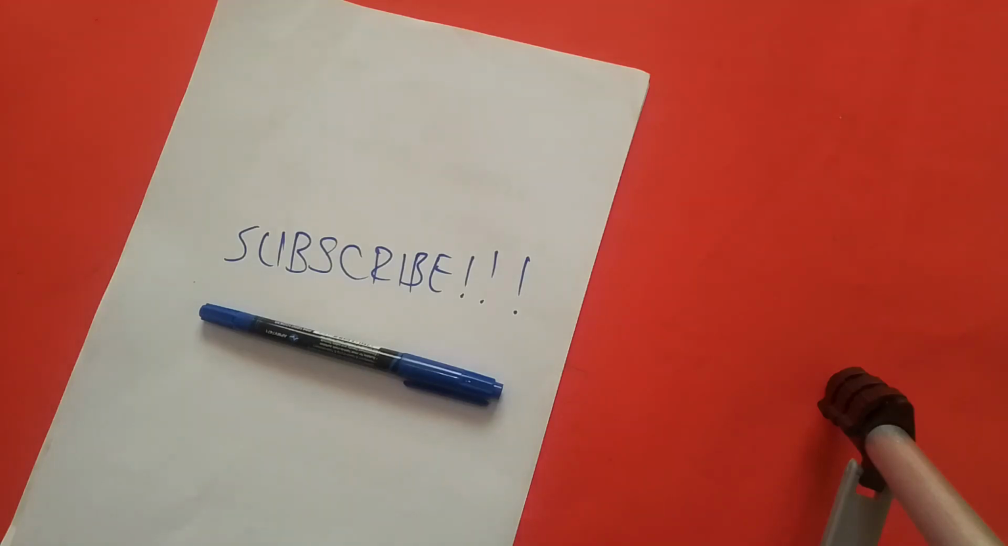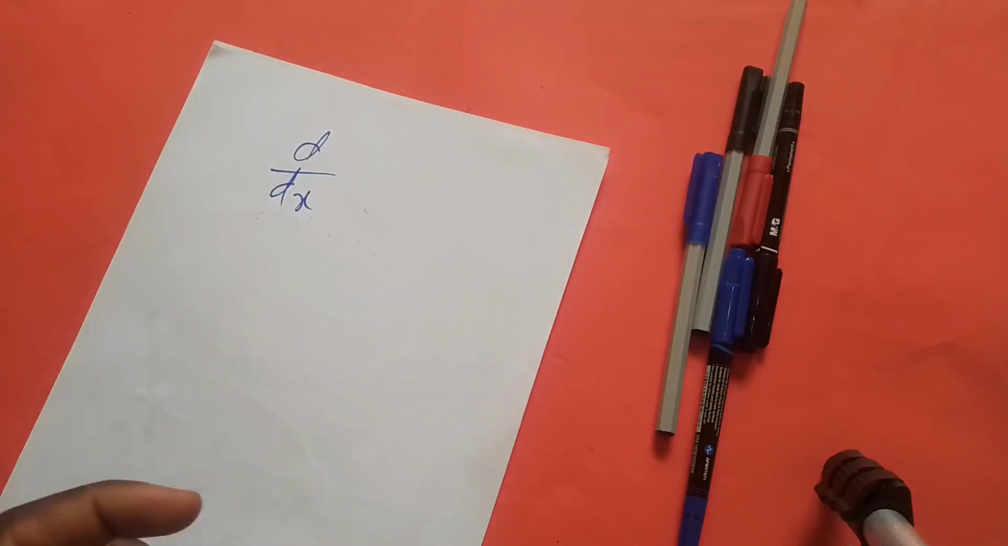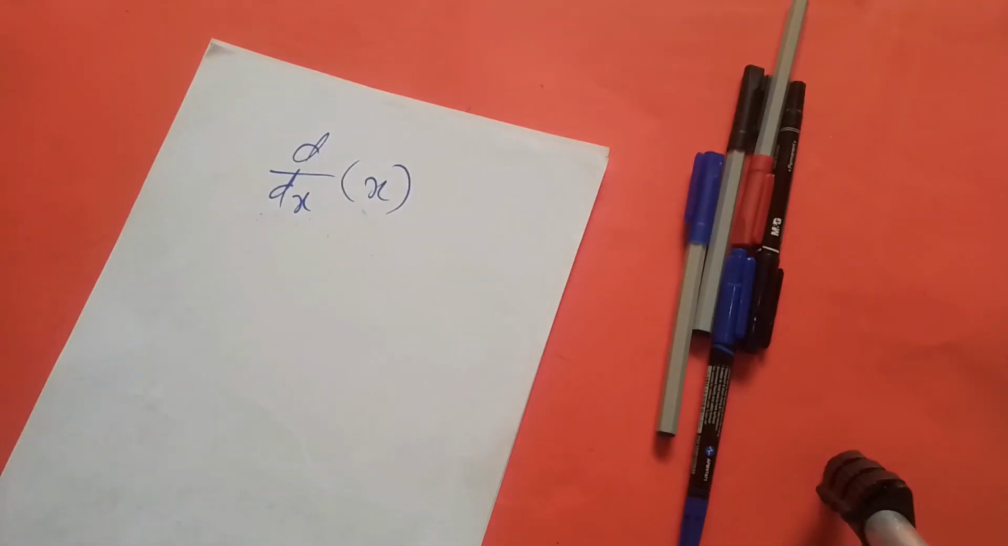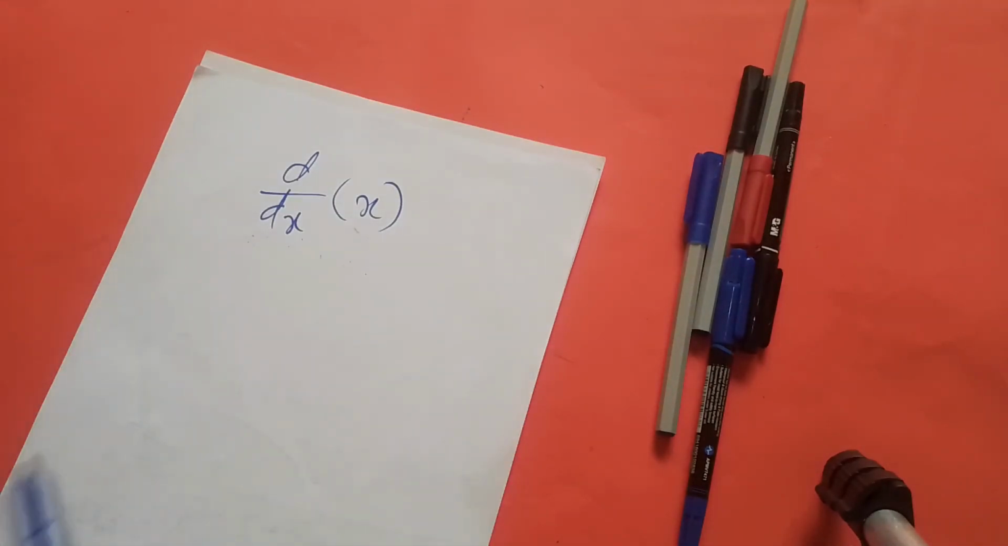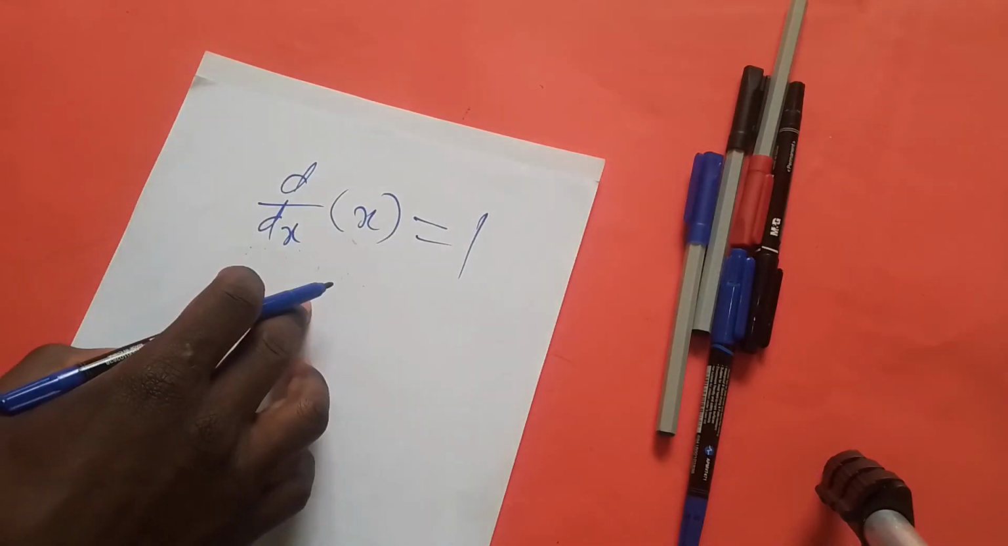And let's move on. Okay, so d over dx stands for the derivative of x, right? If it's x like this, therefore d over dx stands for the derivative of x, and the derivative of x in this case is equal to 1. So that's when we use d over dx, right?